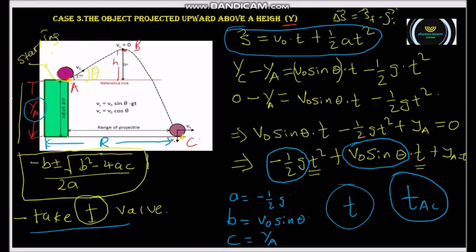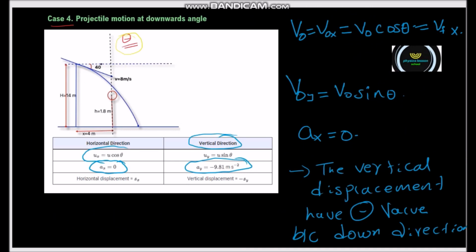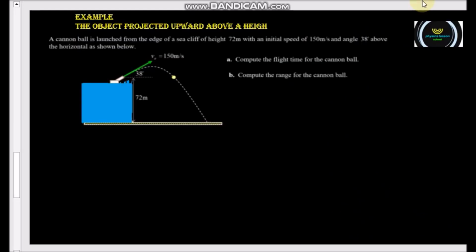Because the displacement y is downward, for that part we use the positive one. That is all about the 4 cases. Now let us see one example. All right, let us see this example.